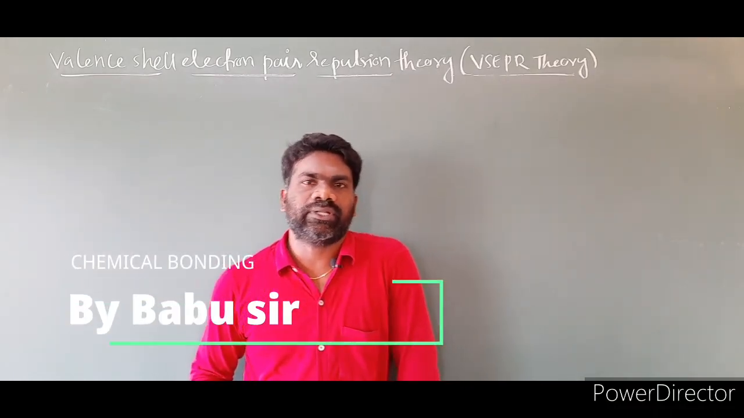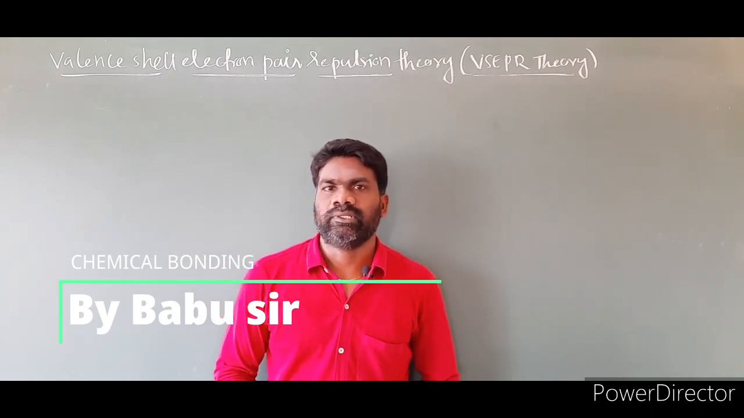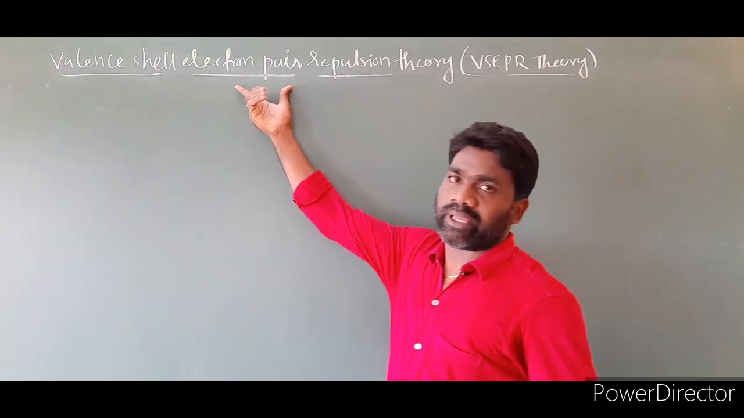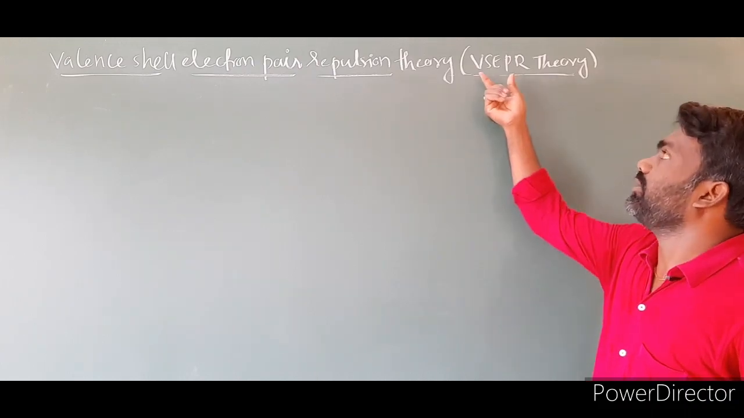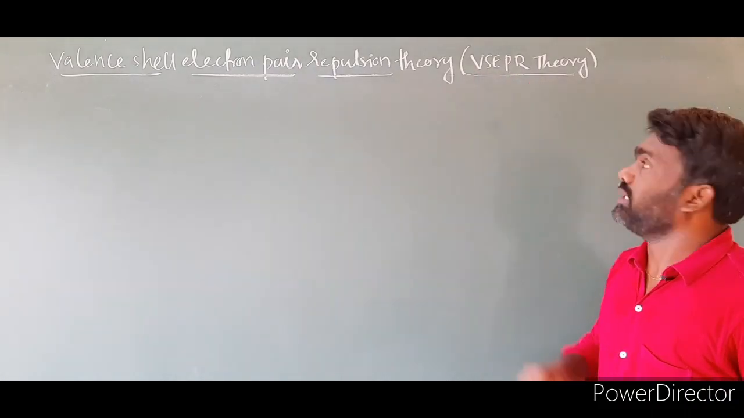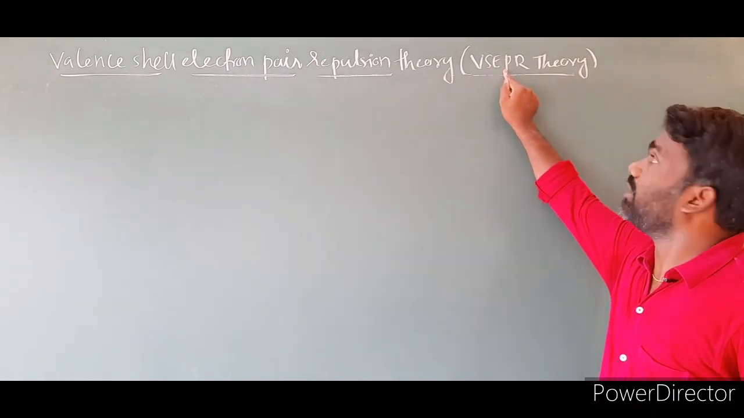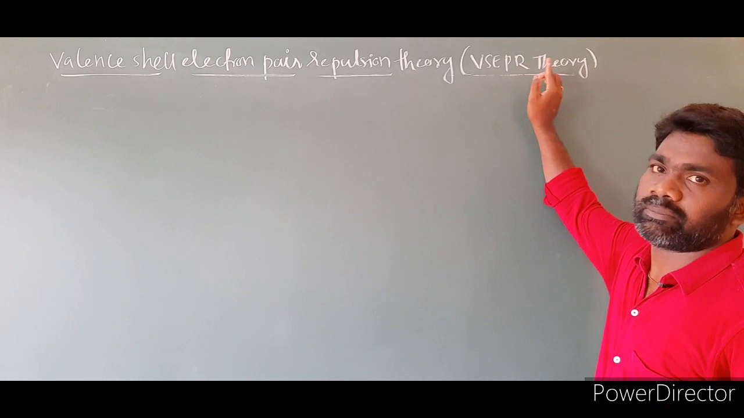In the last class you learned polarity of a bond, dipole moment and Fajans' rule. Today's topic is valence shell electron pair repulsion theory. In short, we call it VSEPR theory. Here VS means valence shell, EP means electron pair, R means repulsion: valence shell electron pair repulsion theory.